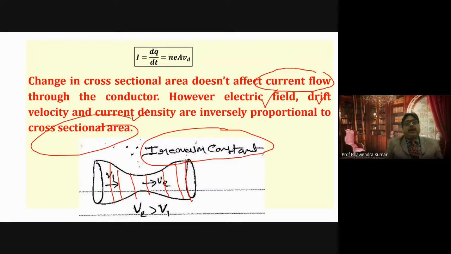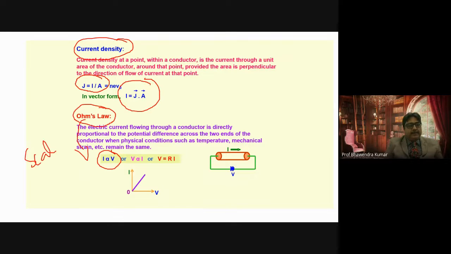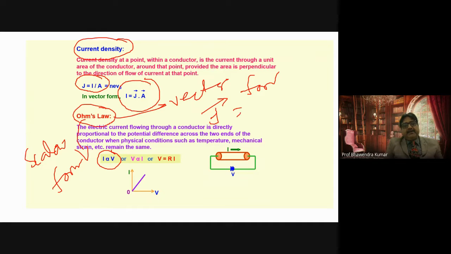Okay. Now I hope you understand that there is a term called current density. What is it? It is current per unit area. It is a vector quantity and it can be written as I equal to J vector dot A vector. And there are two forms of Ohm's law. One is called the scalar form, in which I is directly proportional to V. And we also have the vector form, in which we write J vector is equal to sigma into E. That is called the vector form.